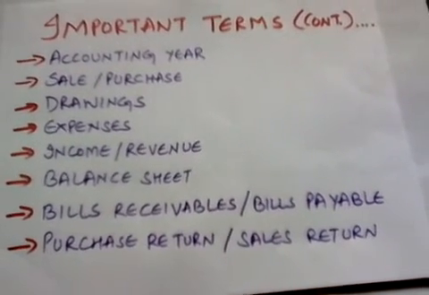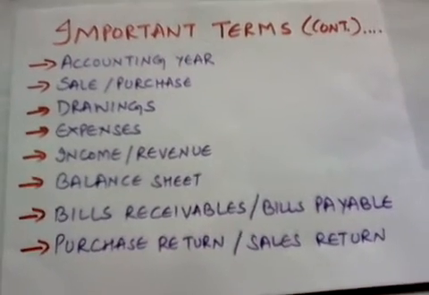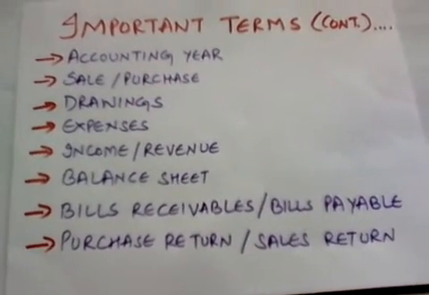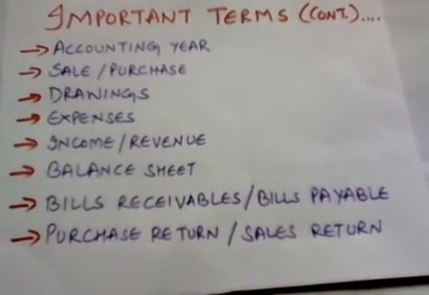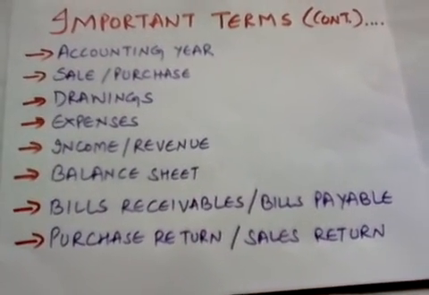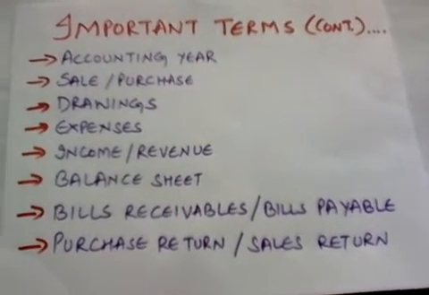Bills receivable, bills payable. Bills receivable are the bills which you have to receive from your customers. Bills receivable are your assets. Bills payable are the bills you are liable to pay to someone. Bills payable are your liabilities.